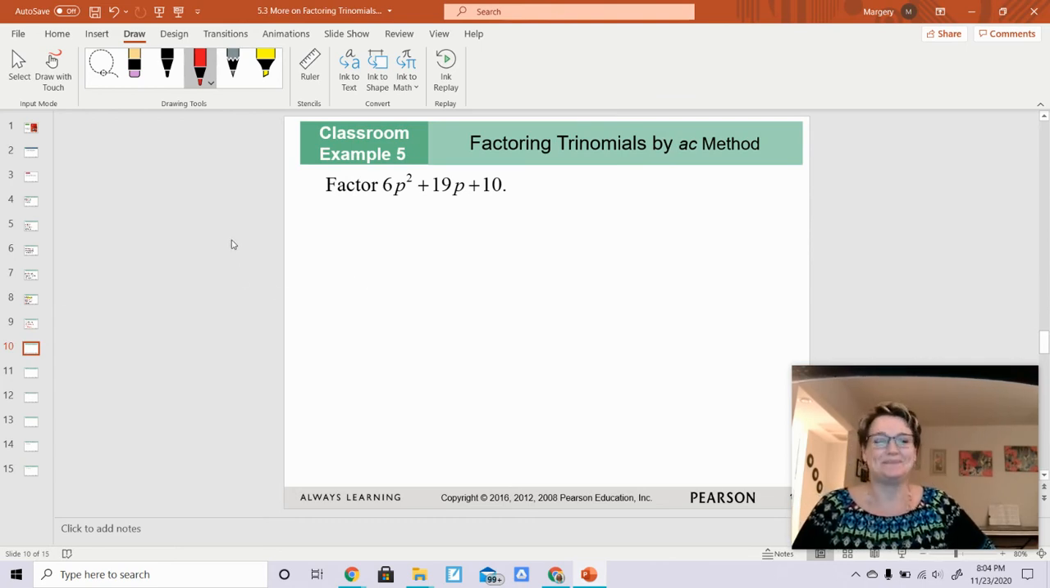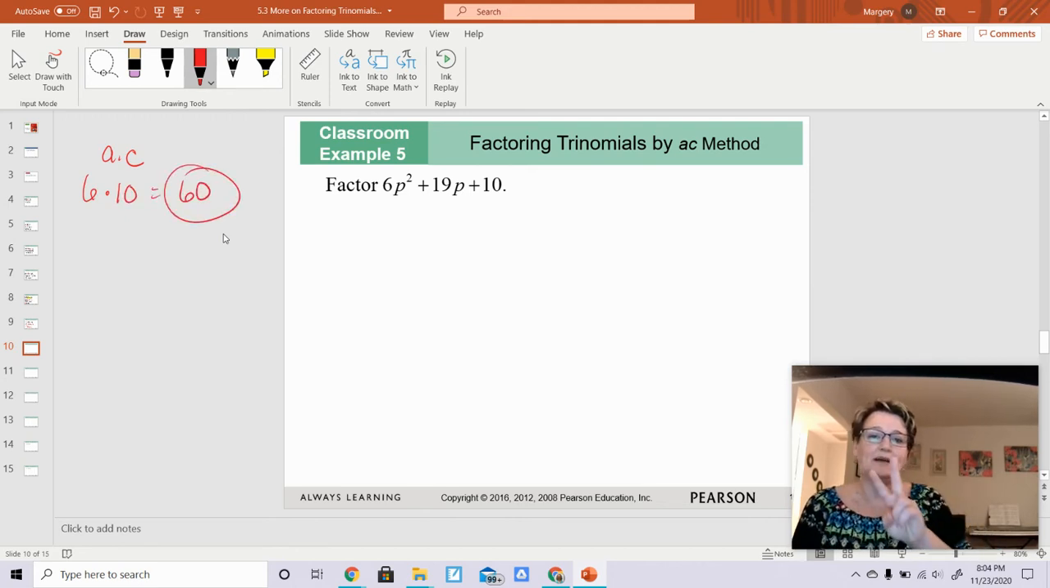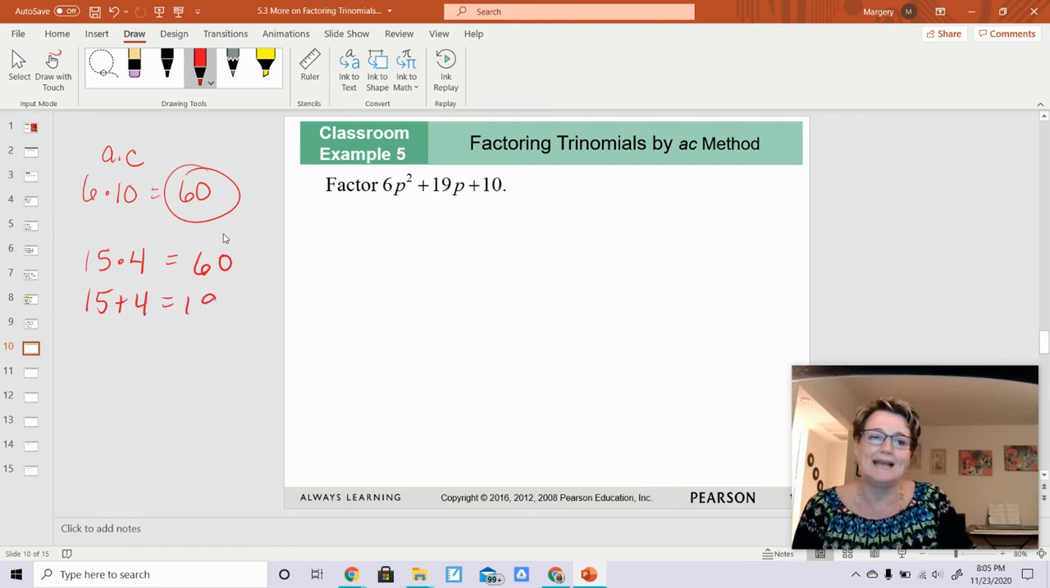The next one, they don't share any numbers, any letters, nothing. So we're going to do AC method again. My A is 6, my C is 10. That gives you 60. You have to find two numbers that multiplied together give you 60, but when added together give you 19. How about 15 times 4? 15 times 4 is 60. And I know that 15 plus 4 is 19. So those are my two factors.